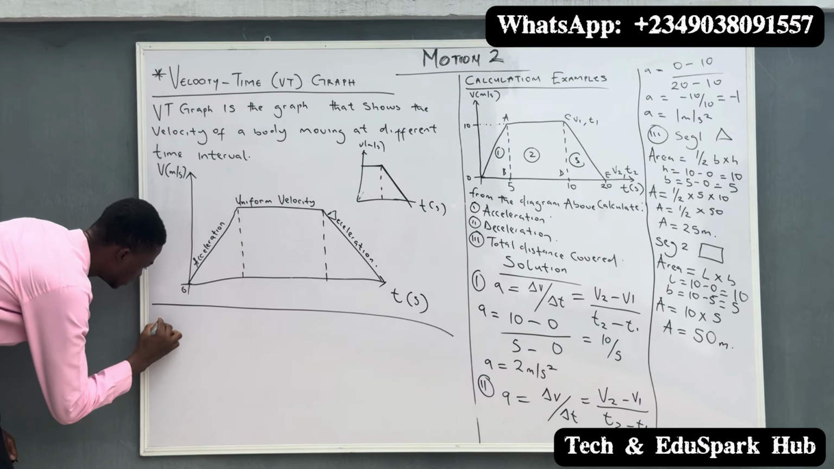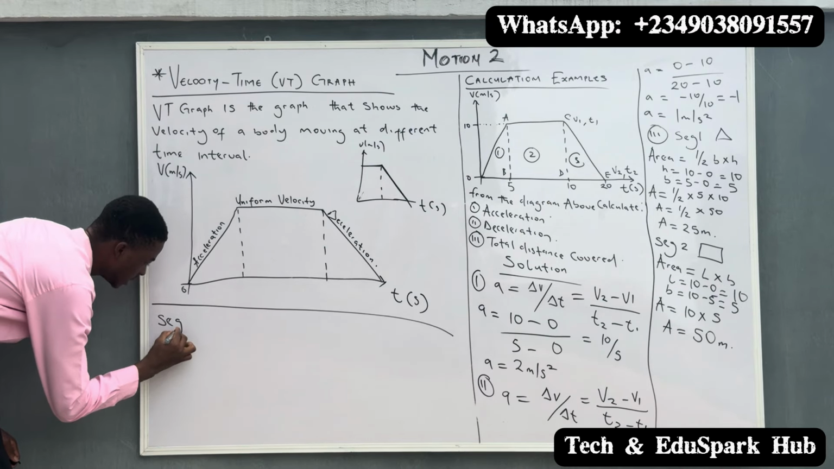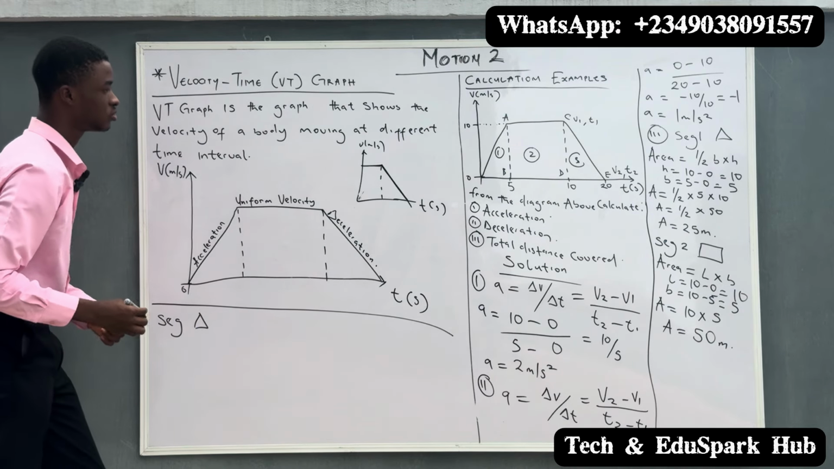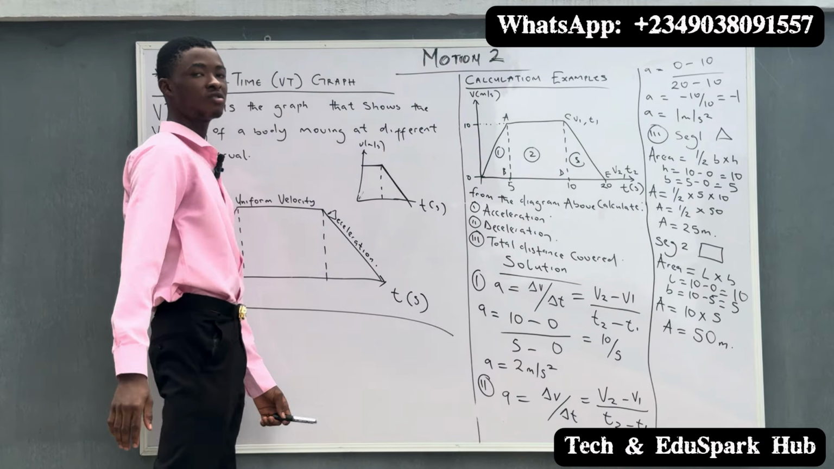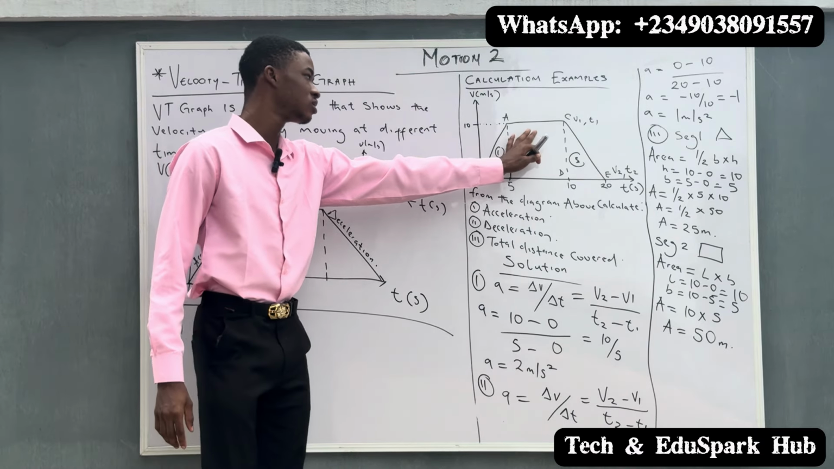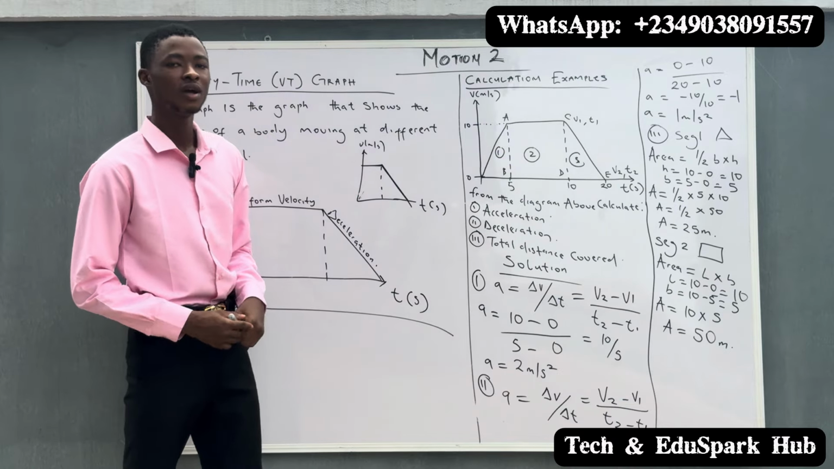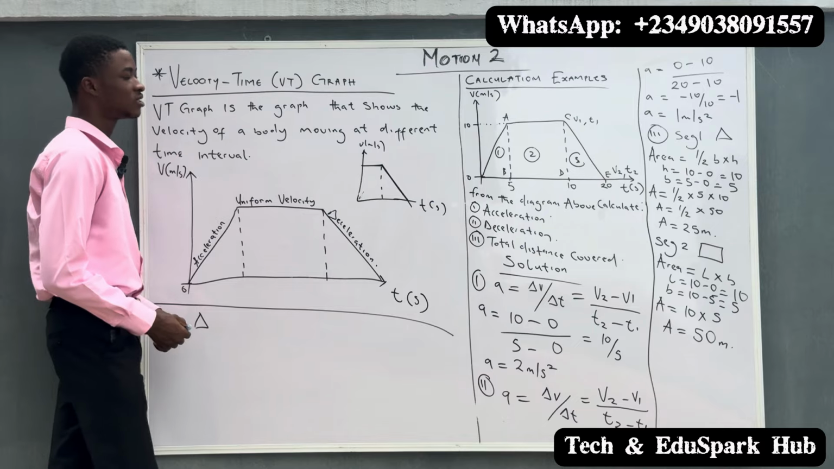So the segment 3, it is obviously a triangle too. You can see the segment 3 is a triangle, which is the deceleration part. So this segment 2 is the what? Uniform velocity part, which is a what? A rectangle. So the segment 3, which is a triangle.